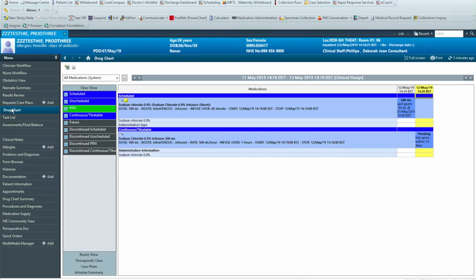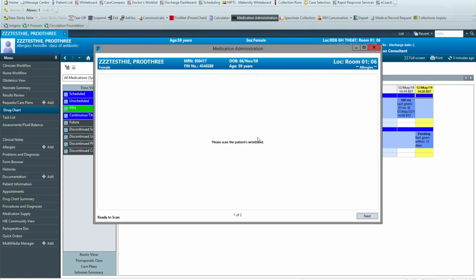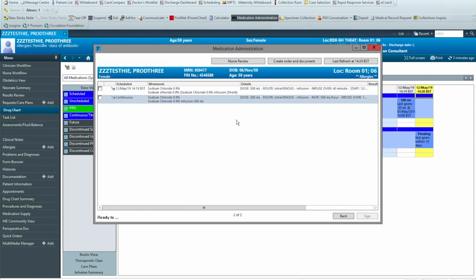If we look at the patient's drug chart, you can see both of the orders, the only difference being the standard continuous infusion appears under continuous, whereas the short infusion appears in the scheduled medication section. If I was the nurse for this patient and I went to the medication administration wizard, I would see both of these prescriptions due to be given. Note that currently the time is 24 minutes past 2.